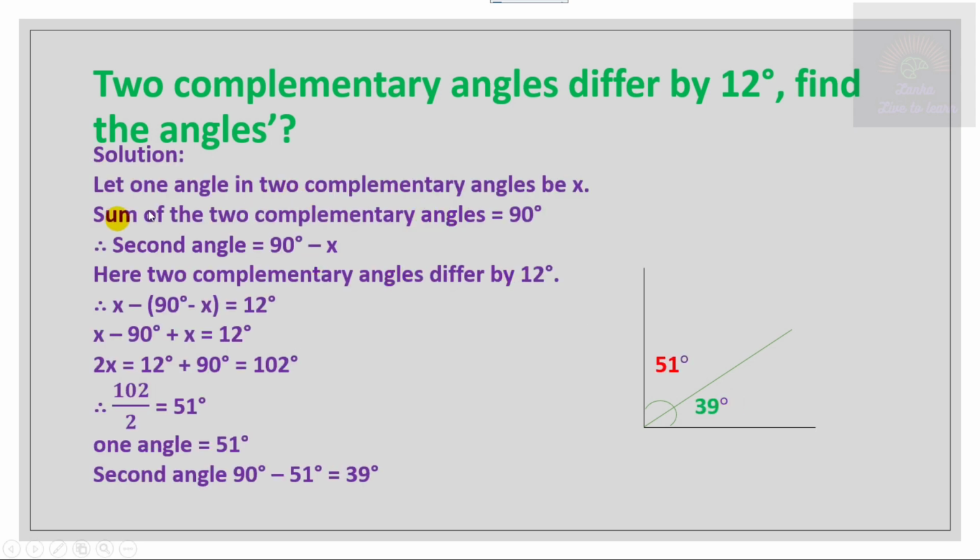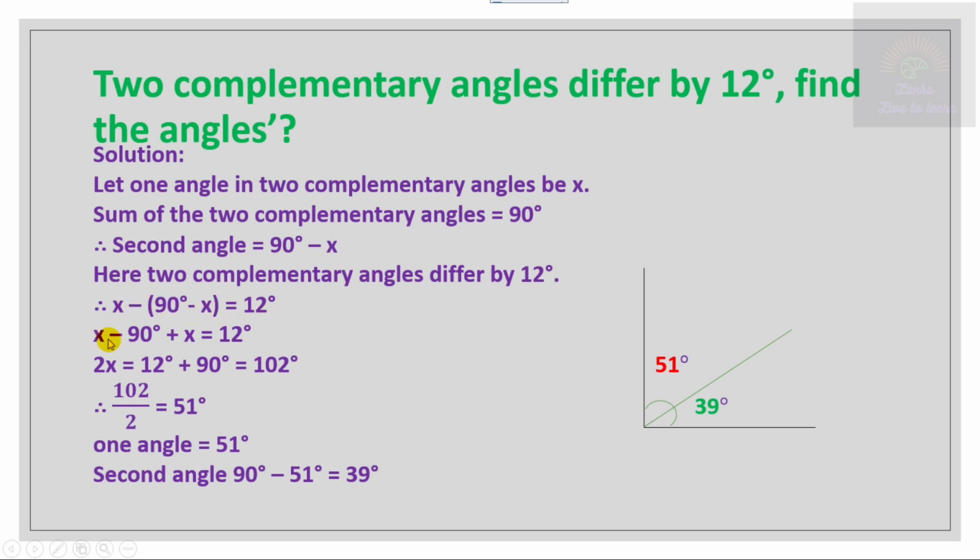So let one angle of the two complementary angles be x. The sum of the two angles is 90 degrees. We know that they are complementary, so the second one will be 90 minus x, because the first one is x. By the given, the difference between these two complementary angles is 12. That is, the first angle minus the second angle is equal to 12. x minus (90 minus x) is equal to 12.